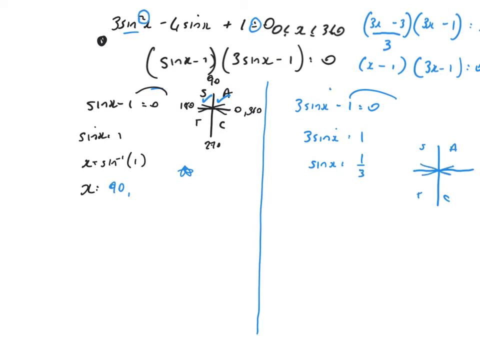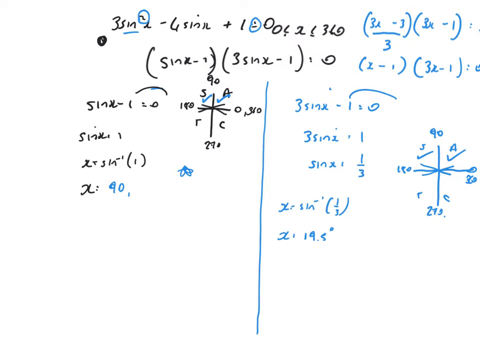Okay, CAST diagram. 0, 90, 180, 270, and 360. Okay, so it's sine, it's all in sine. And then it's x equals sine inverse 1 over 3. Now you might have been on radians mode last time you used your calculator, maybe you were, maybe you weren't, but make sure you're back on degrees mode and punch that into your calculator. Okay, and that should give you 19.5 degrees. That is my all quadrant solution.